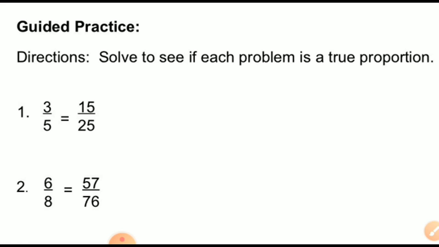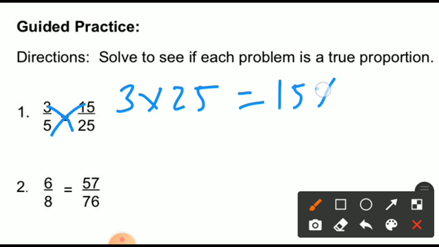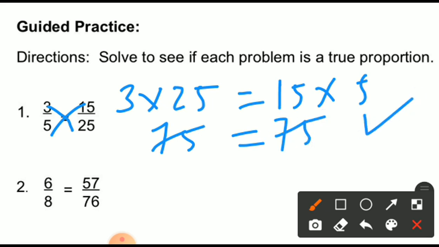Good. Now look at here. 3 upon 5 is equal to 15 upon 25. 6 upon 8 is equal to 57 upon 76. Solve to see if each is a true proportion or not. Yes or no? Let's check it. So first of all, we can multiply this one. 3 into 25, isn't it? Equal to sign, this one multiply 15 into 5. एक को एक साइड ले लो, दूसरे को दूसरी साइड जाना दो. अच्छा 3 into 25 gives me 75. Same way 15 into 5 is 75. Our proportion is right.